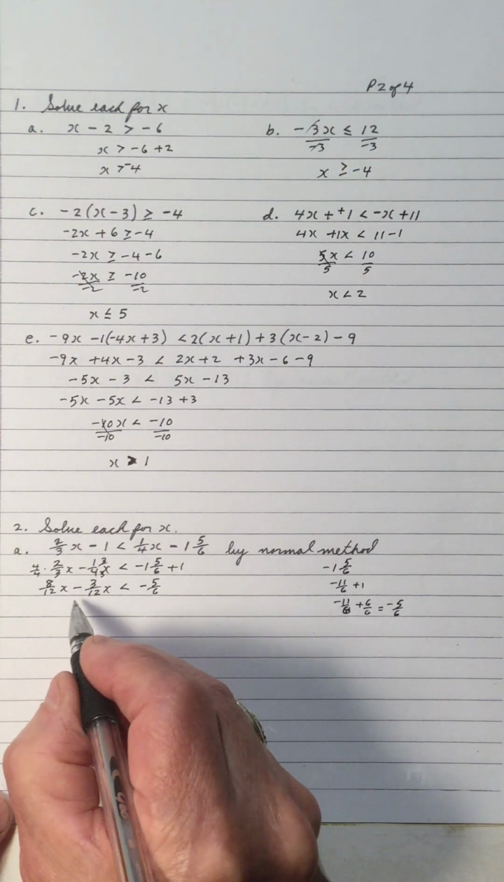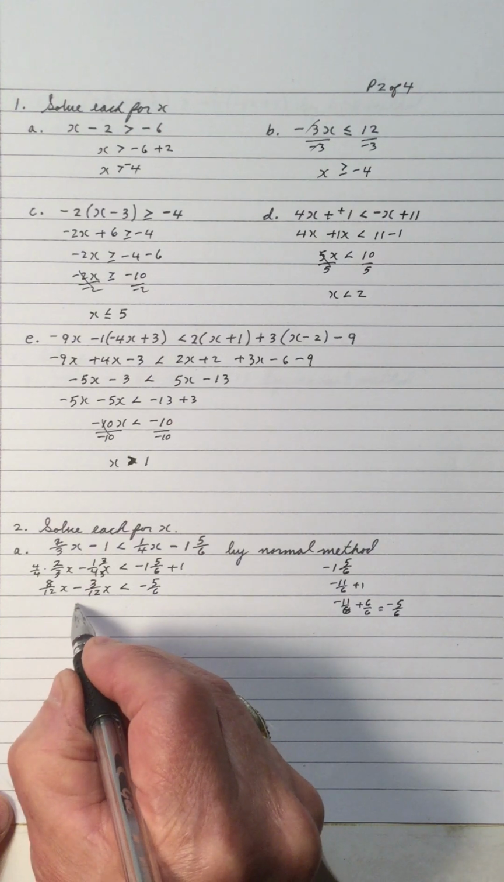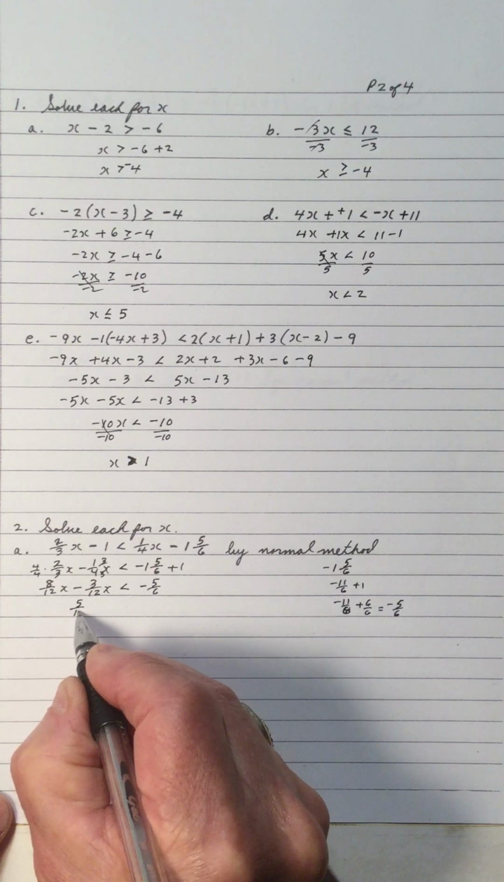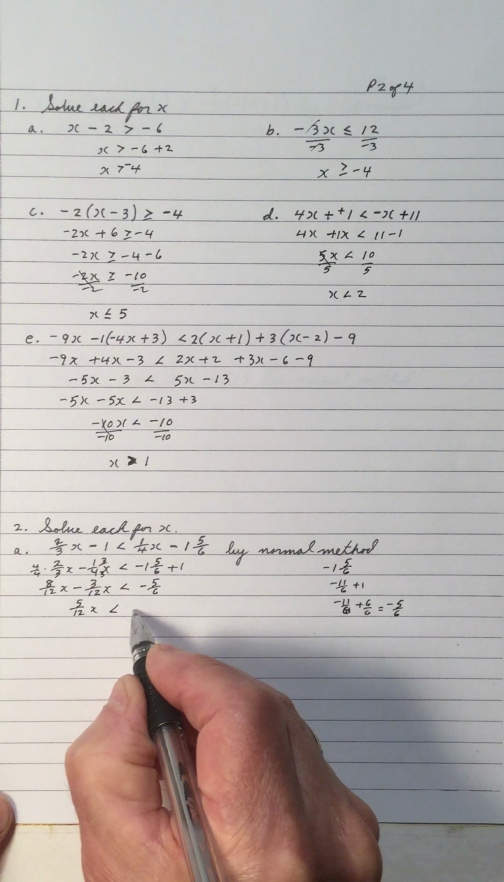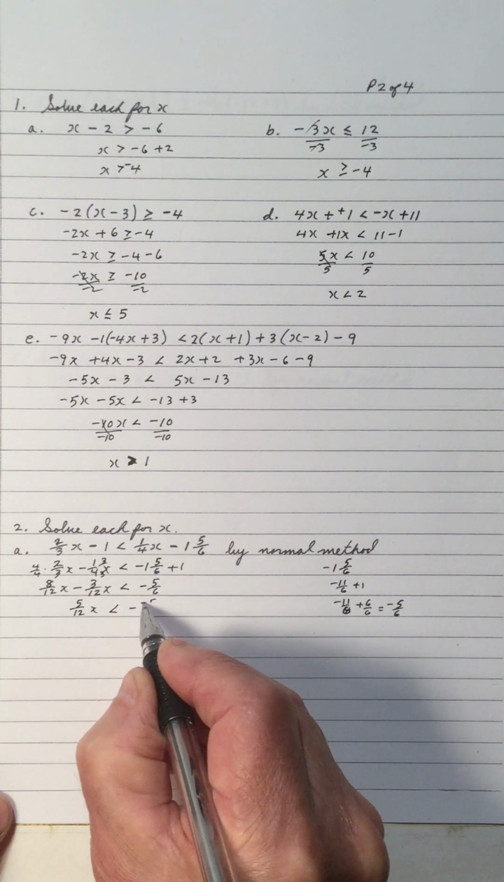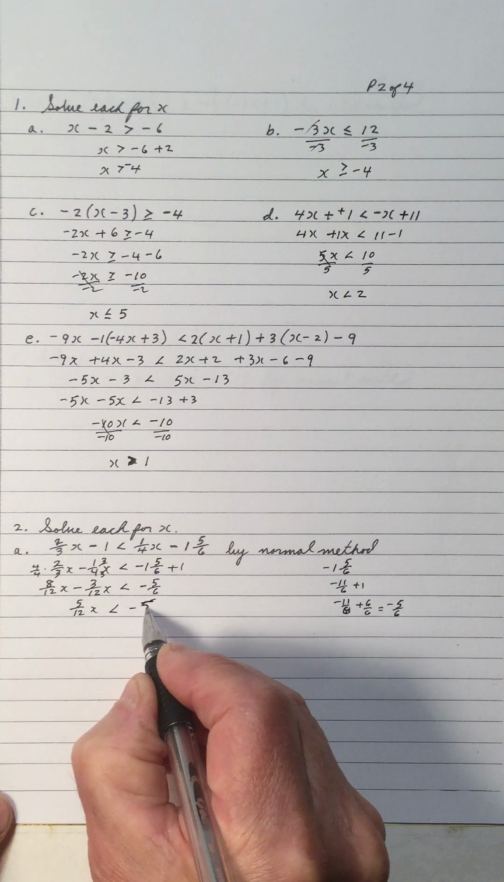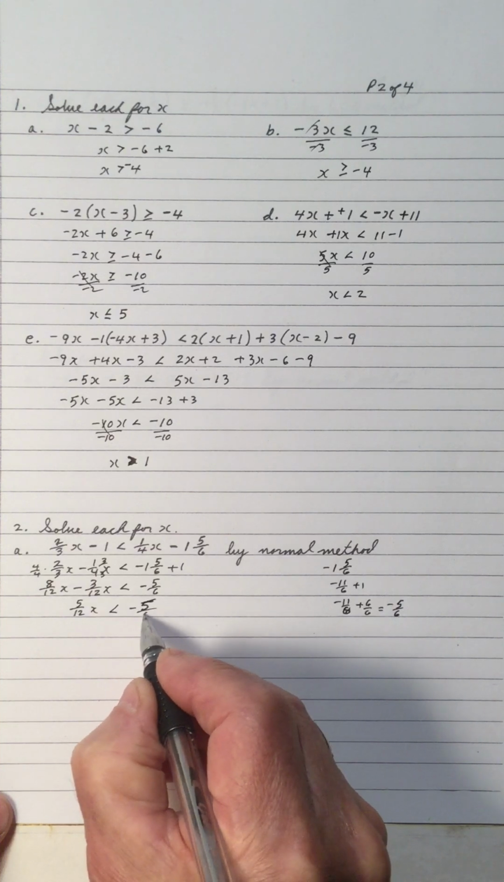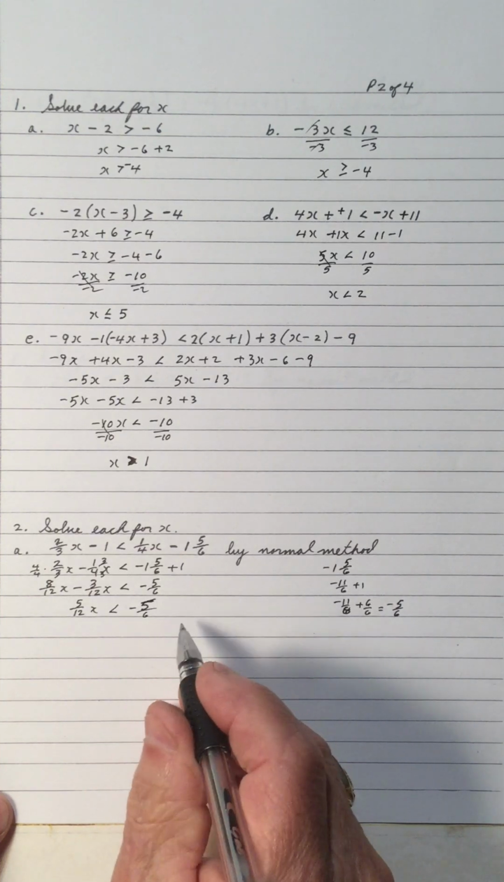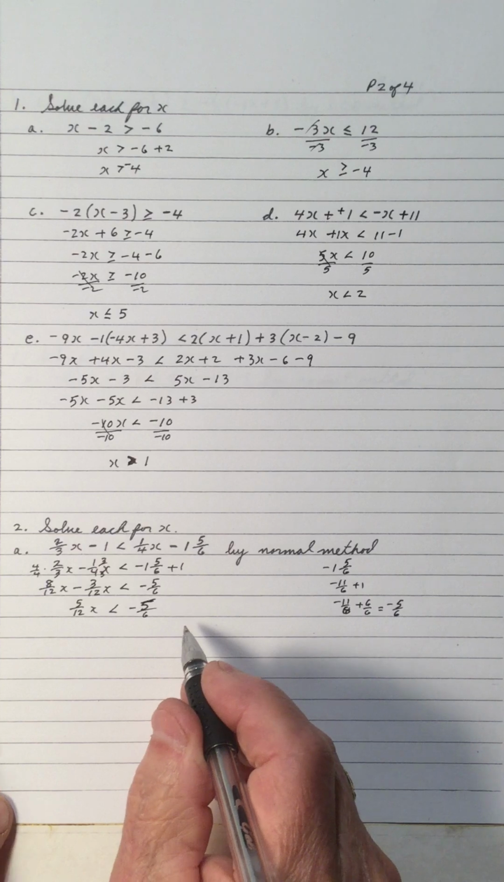Because we have common denominators, 8 minus 3 is 5. So that's 5/12 x less than negative 5/6. We're going to do another negative again, but I better be careful. Now, I have two choices here.